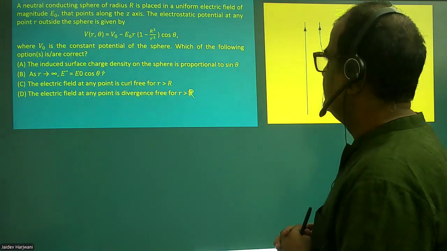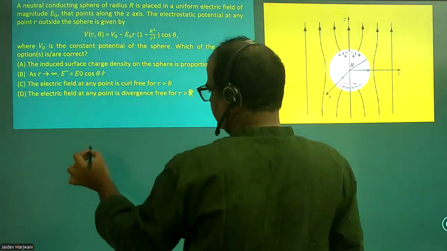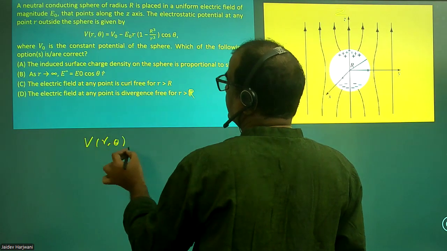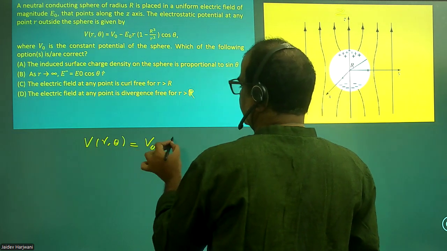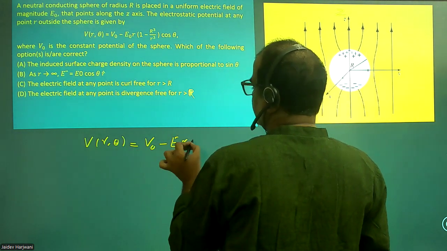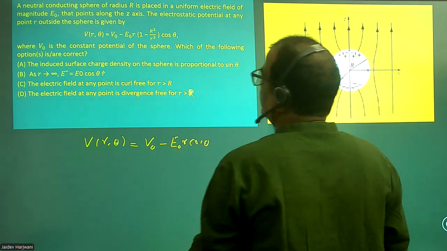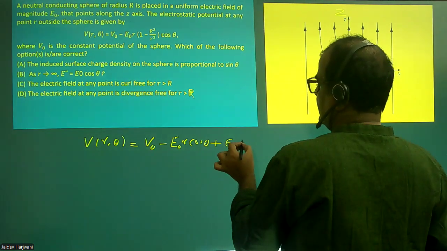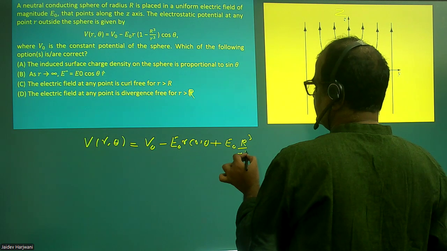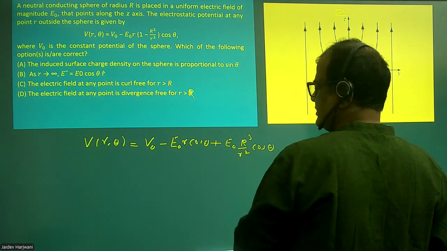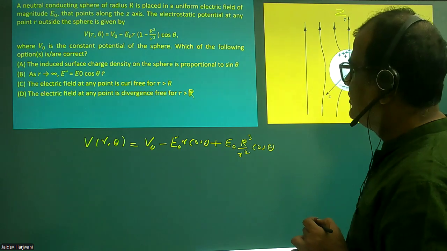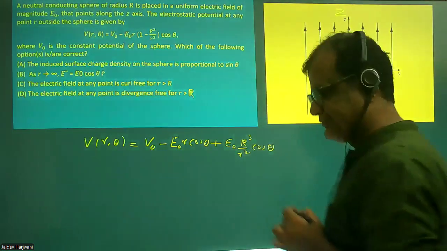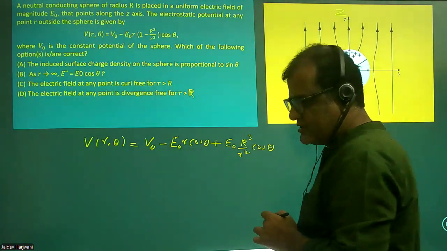Let me first write the expression. The expression is V(r, theta) = V naught minus E naught R cos theta plus E naught R cubed upon R squared cos theta. Option A says the induced surface charge density of the sphere is proportional to sine theta. We have to calculate the induced surface charge density.